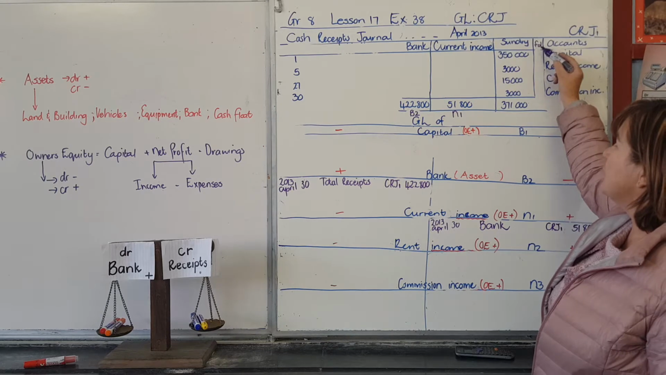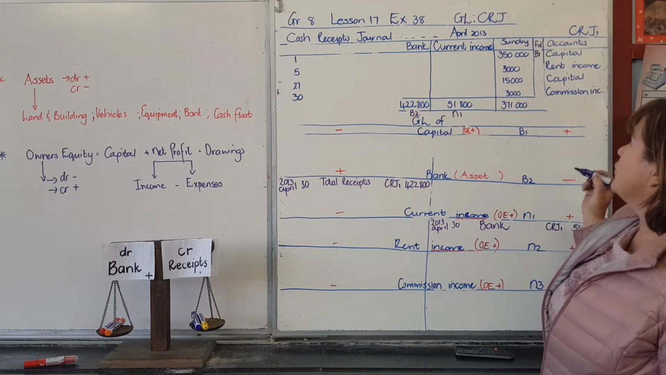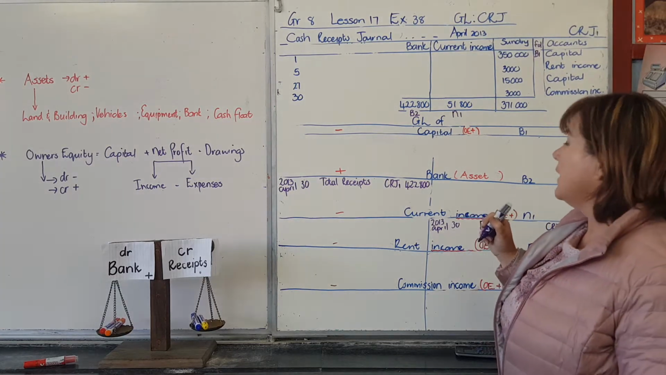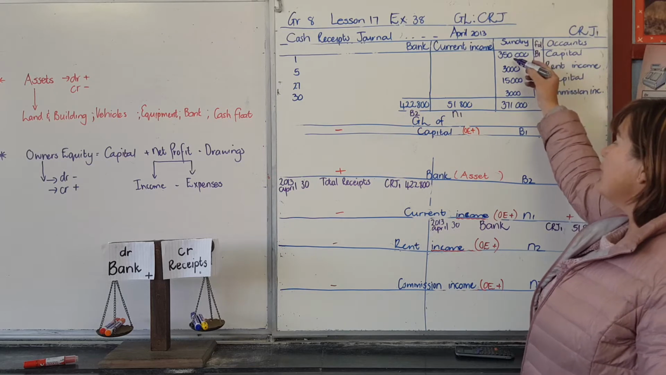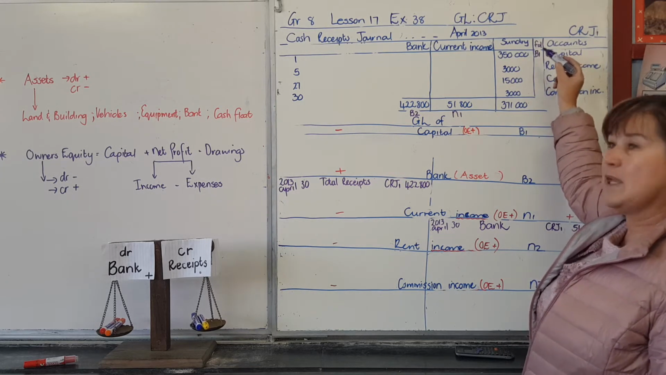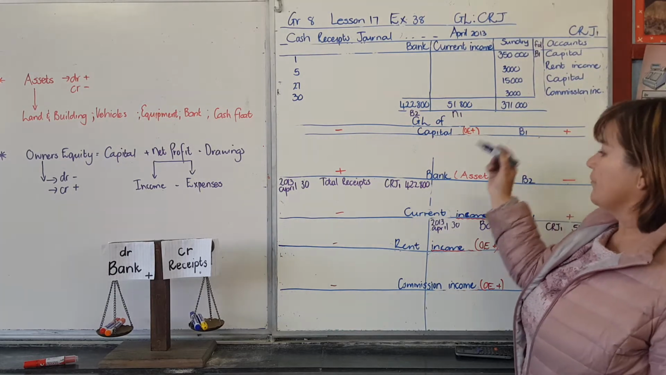B1. Can you see folio? So between your amount and your detail column, you've got your folio column, you'll put the B1 there. Alright, so that means that 350 Rand is going to be posted to B1 in your general ledger, and B1 is capital. Alright, so what happened here?